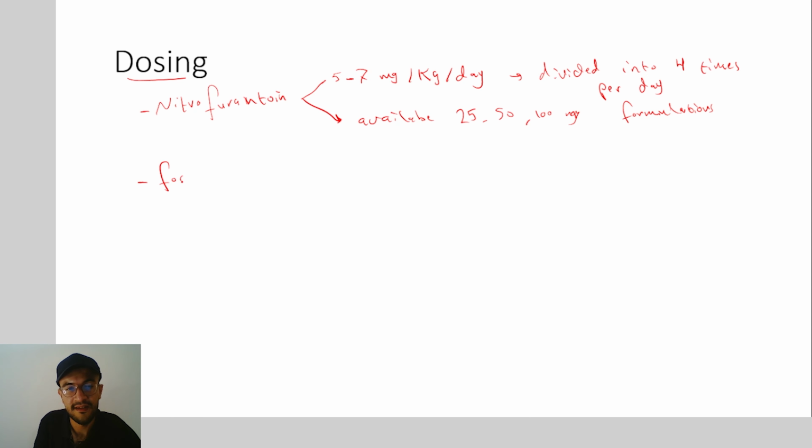Regarding the fosfomycin dose, it is dosed as 3 grams, one dose per day. And finally, methenamine has complicated dosing, and it is better to look it up on the Medscape page. It has a lot of details to know about.